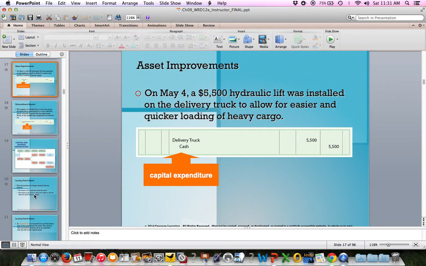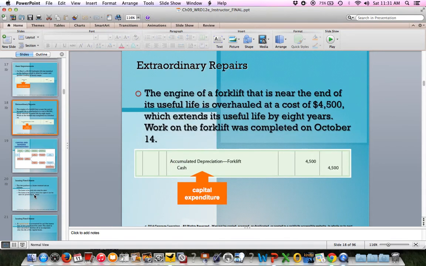asset and crediting cash. And then extraordinary repairs, it says the engine of a forklift that's near the end of its useful life is overhauled at a cost of $4,500, which means that we can now extend the useful life of this forklift. And so we are now going to, of course, benefit future periods. So we'll debit depreciation, accumulated depreciation on the forklift, and we'll credit cash.